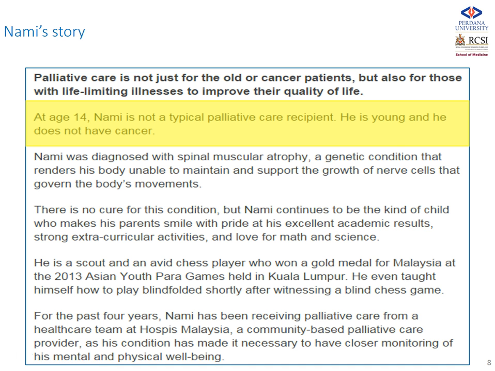Palliative care isn't just about cancer, and it isn't just about elderly patients. So here's Nami, who's 14, suffers from spinal muscular atrophy, and has been attending palliative care at Hospis Malaysia for the last 4 years. In terms of quality of life, Nami has achieved lots of things in the last 4 years, such as being a scout, an avid chess player who won a gold medal for Malaysia at the 2013 Asian Youth Paralympic Games held in KL. He even taught himself how to play blindfolded shortly after witnessing a blind chess game. But he's been regularly receiving palliative care for his spinal muscular atrophy.